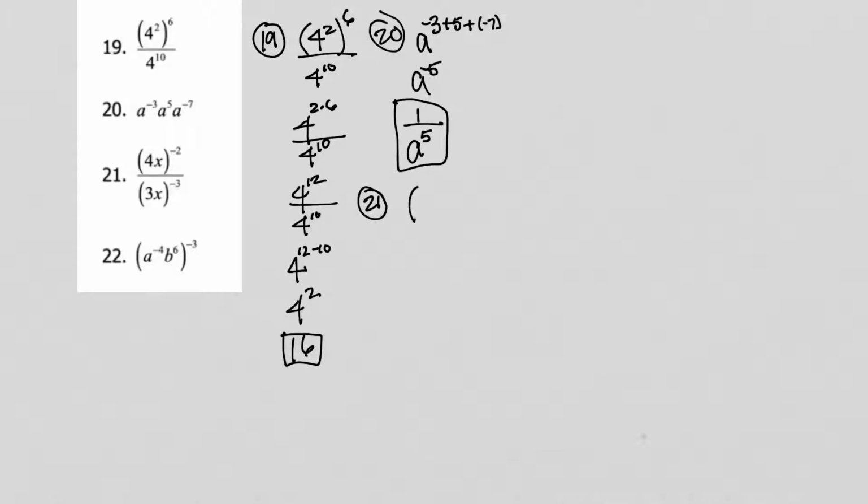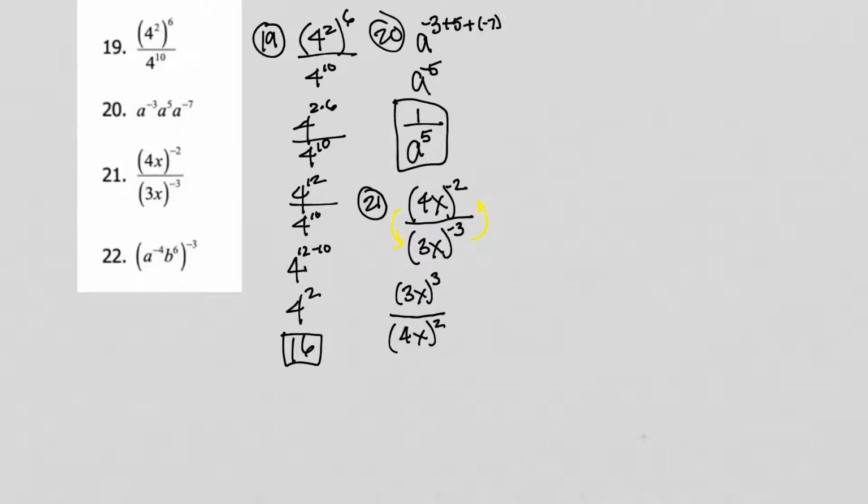Now in 21, this is one of those problems where there are several ways to do it. I'm just going to pick one way. You get 4x, that quantity to the negative 2, over 3x to the negative 3. What I'm going to do here is move this one up and this one down, move those bases, and do so by changing the sign of the exponents. So that will give us this fraction now: 3x to the positive 3 on top, and 4x to the positive 2 on the bottom.